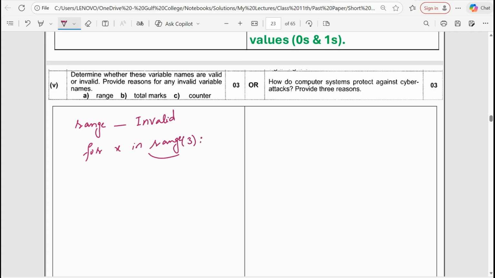Next, total marks. You have written total marks, but there is a gap between the words. A gap is not allowed. Here I mentioned a gap, not an underscore. An underscore can be allowed, but due to the gap, it is invalid. The third one is counter, with a small c or a capital C, that is acceptable. This is a valid variable.